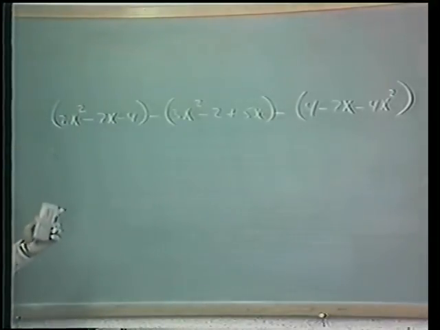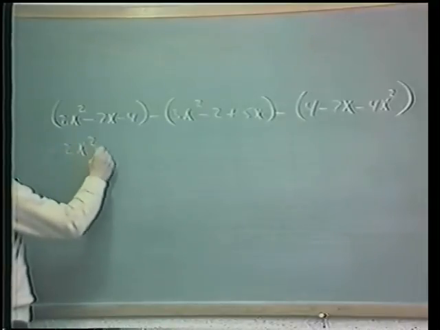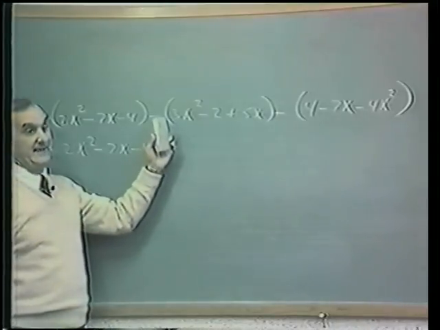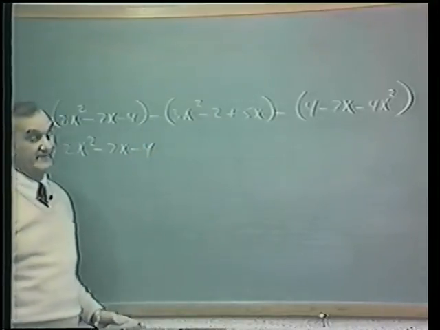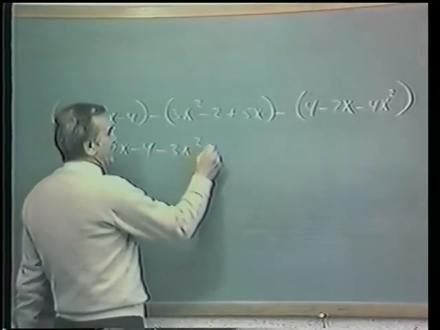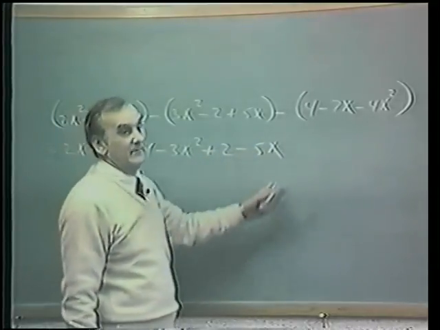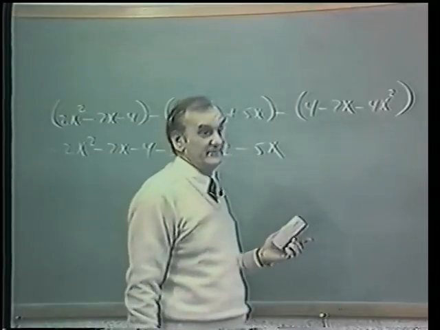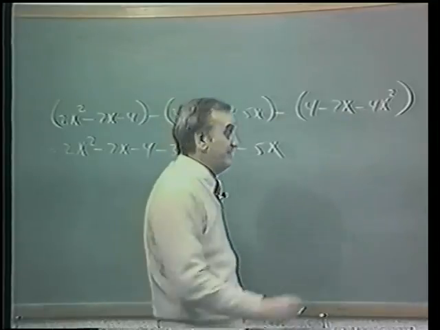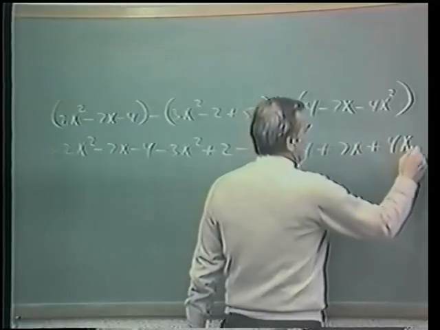Our first job is to get rid of all these parentheses. Well, the first parentheses, there's a 1 in front of it, so no big deal. We just drop it. Now, in front of this parenthesis is a negative 1. That means we're going to multiply everything in there by negative 1. We know that means change every single sign in that parenthesis. We get negative 3x squared, positive 2, negative 5x. Likewise, in front of this last parenthesis is also a negative 1. That means we're going to change the sign of every single term in that parenthesis. We get negative 4 plus 7x plus 4x squared.